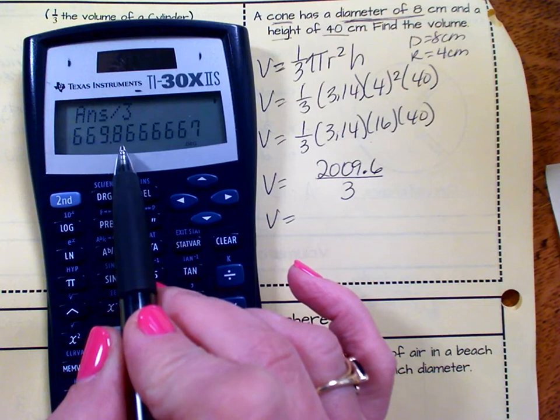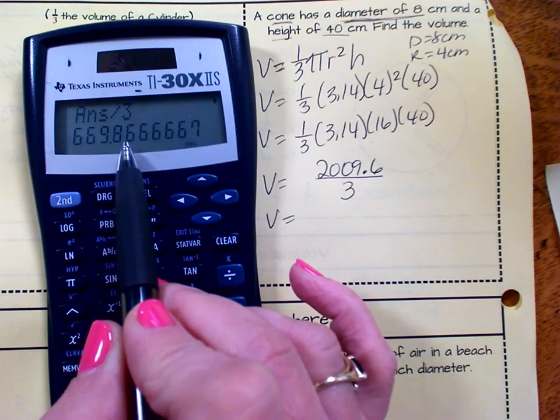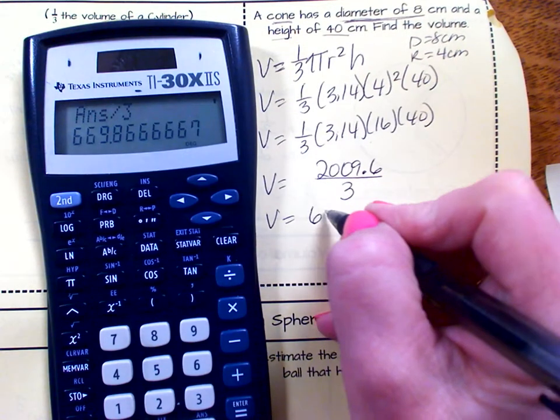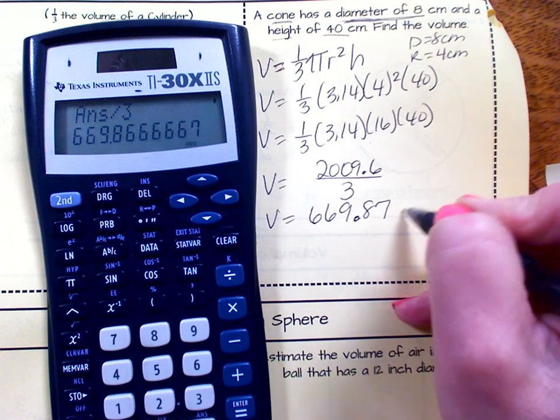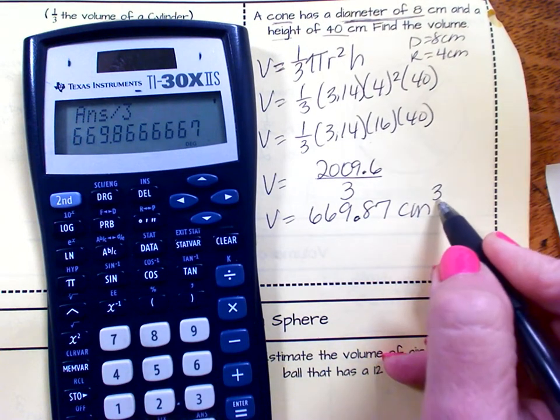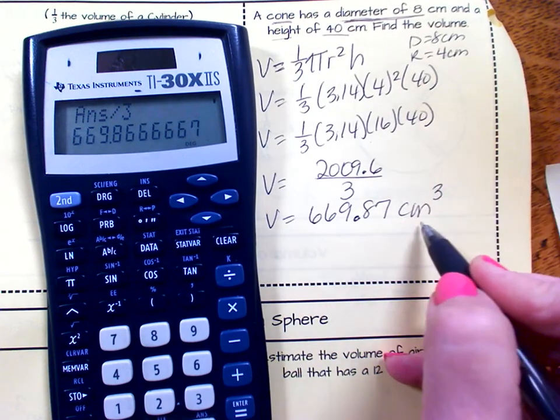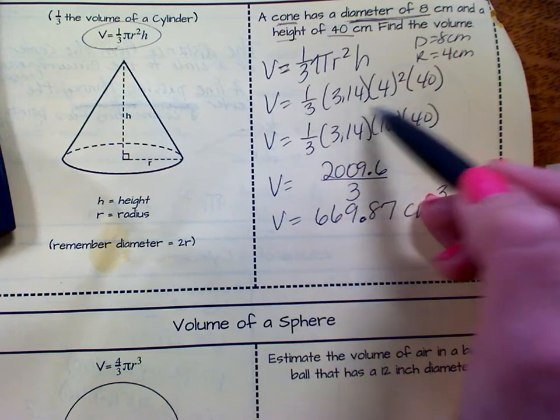So we're going to round to the nearest hundredth. Most of the time you will round to the nearest hundredth. That's the first 6 in the hundredths place. So this is going to be 6, 6, 9, 8, 7. Okay, and it's going to be centimeters cubed. All your volume is going to be cubed. So this was centimeters.